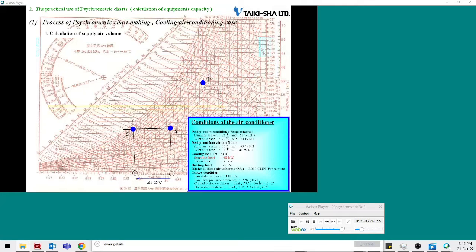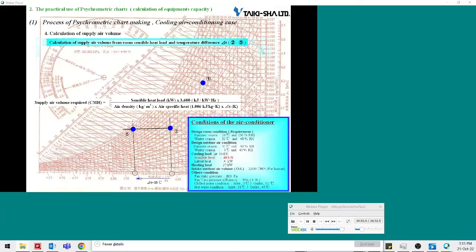Let's calculate the supply airflow. The supply airflow is calculated using the sensible heat load and the outlet air temperature difference. Multiply by 3,600 and divide the result by the sum of the density multiplied by the specific heat multiplied by the temperature difference. According to the indicated conditions, the supply airflow is 14,400 cmh.